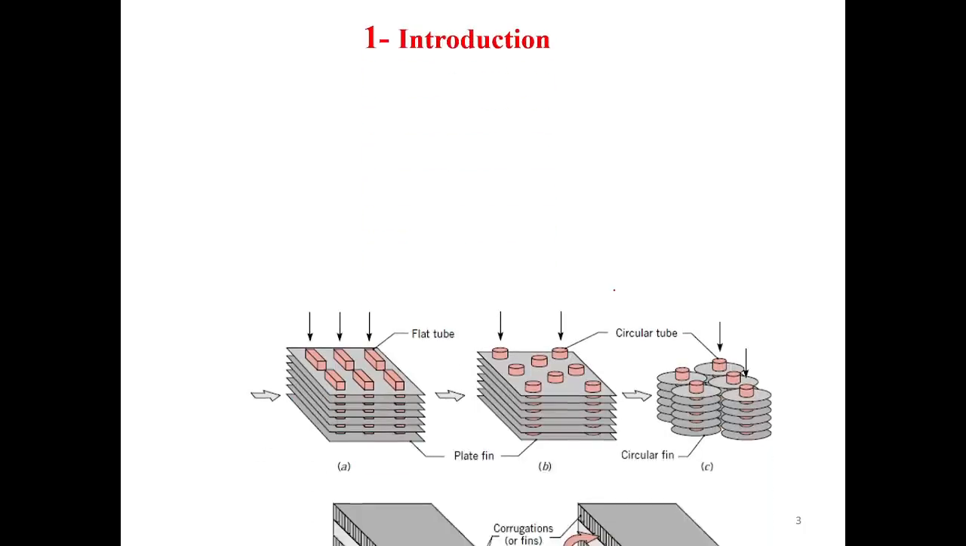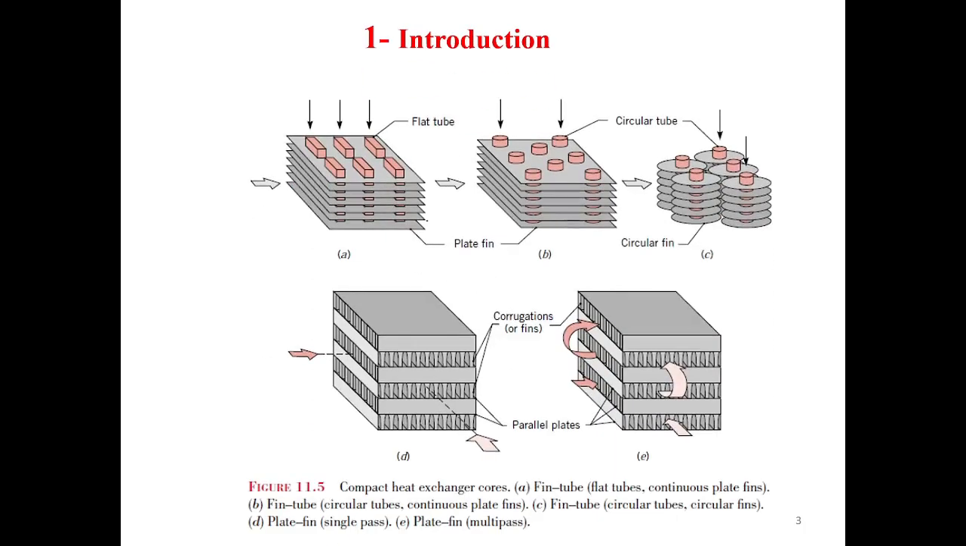compact heat exchanger. As an introduction, there are mainly two types of compact heat exchangers. The tube fin, where you have tubes and fins. The tube can be circular or the tube can be flat, and the fins can be either continuous like this one and this one, or circular fins on circular tubes as in this one.